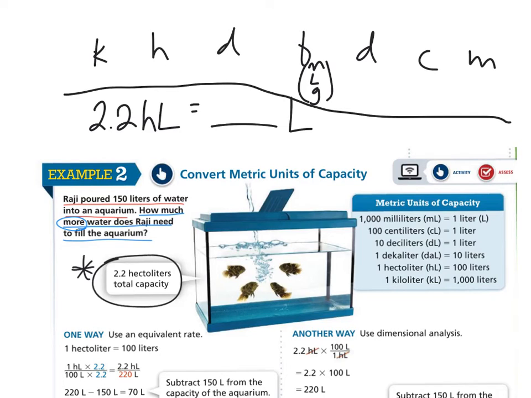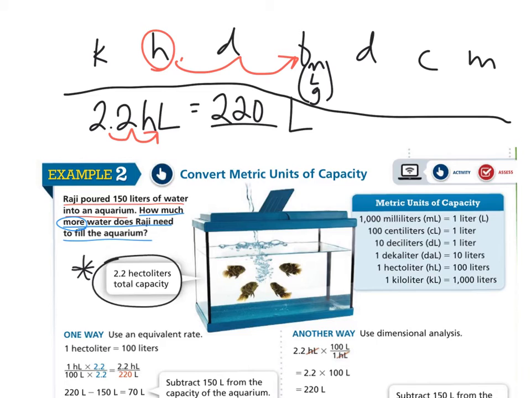So if we have hectoliters, H is hecto, so hectoliters, and we're trying to get to liters. We would have to move 2 places to the right. So just like that, we move our decimal 2 spots to the right. We would have to add a 0, and so that would be 220 liters.